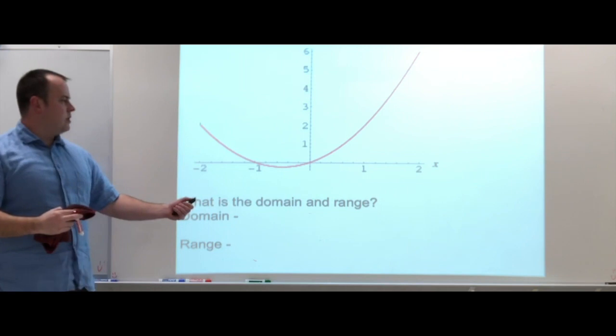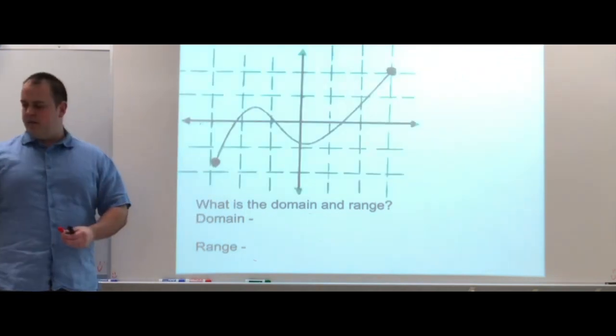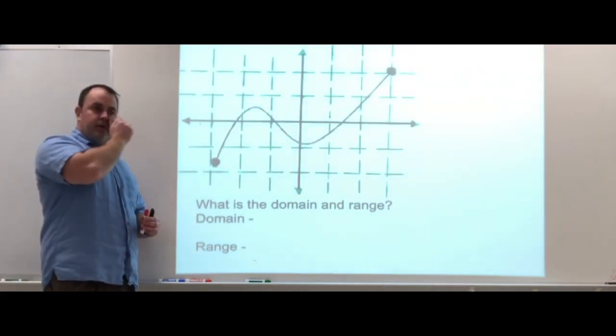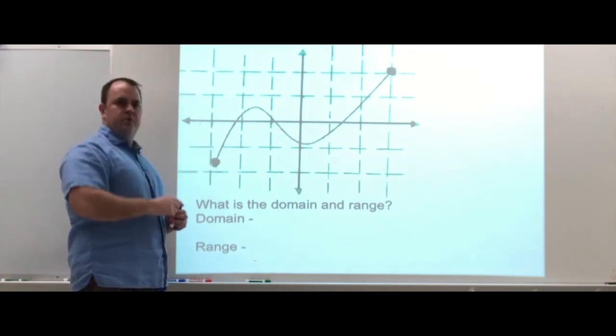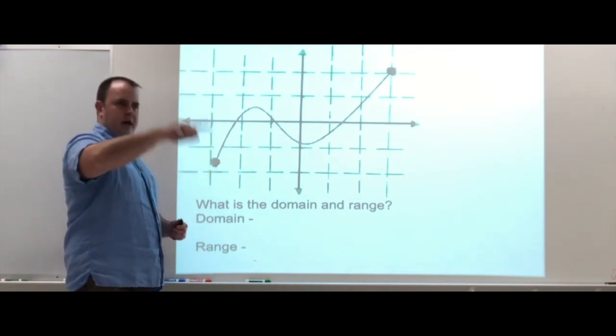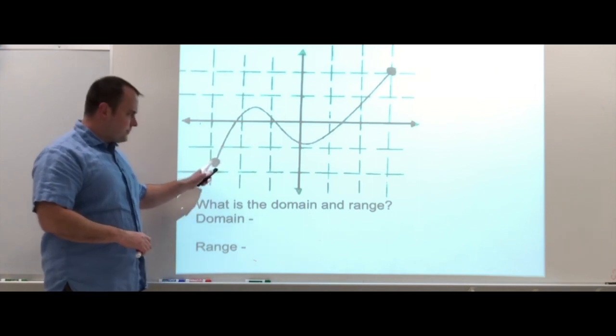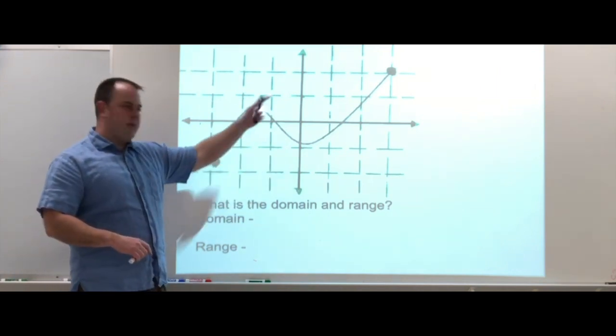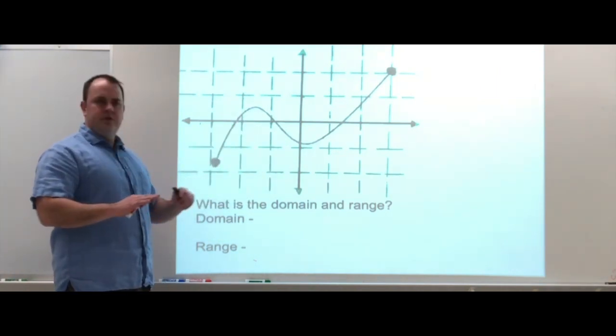Let's look at one more example. Okay, so here we have a little squiggly line. The graph we had before was just one nice smooth curve that went down and up, a parabola. This one goes up, down, then up again. Okay, still just box it.